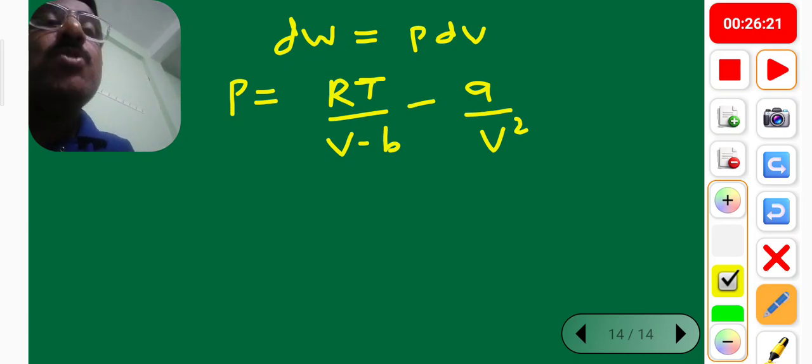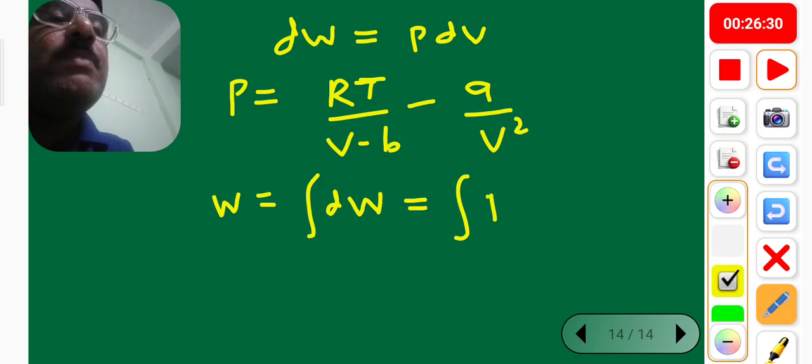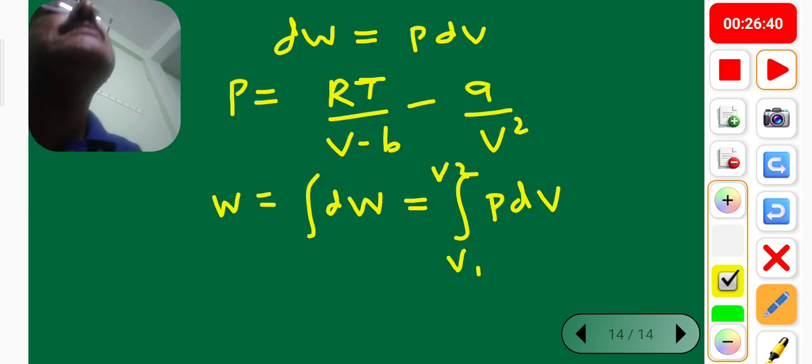So what is work done? Total work done is integral dW, which is equal to integral P dV. So pressure is here, and you are integrating it from the volume V1 to V2. When you integrate this and solve it, you will get the work done value.